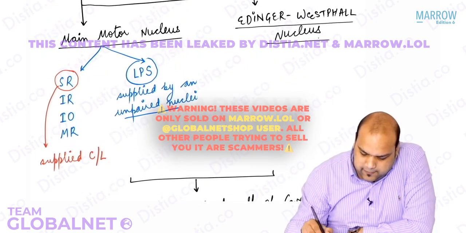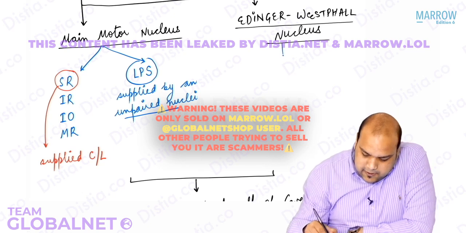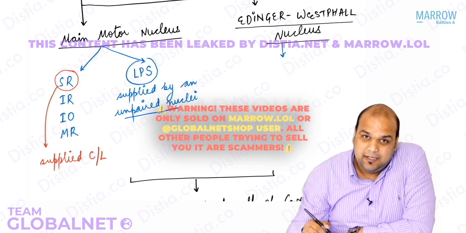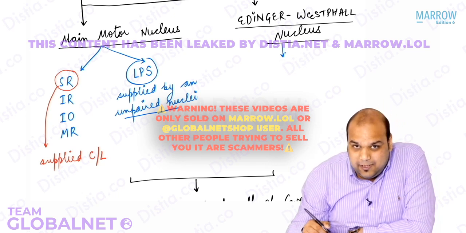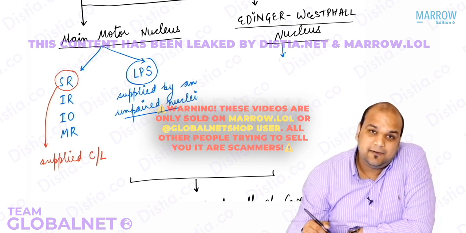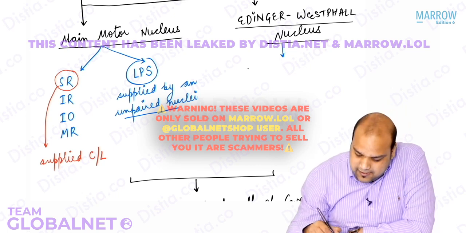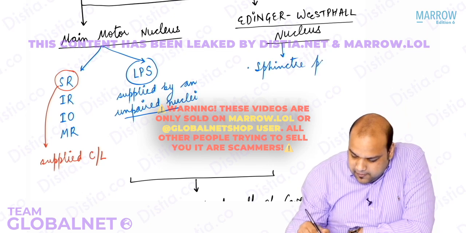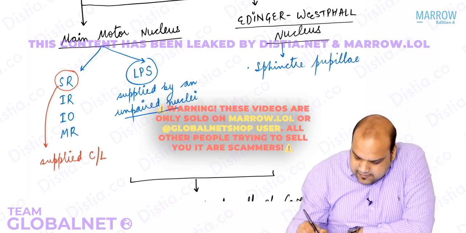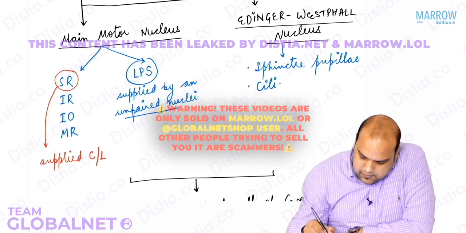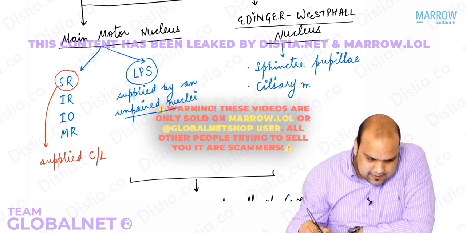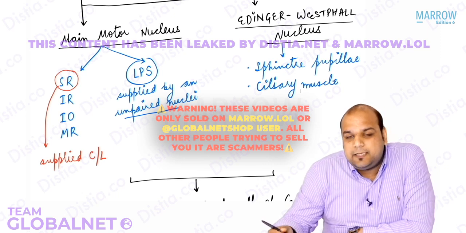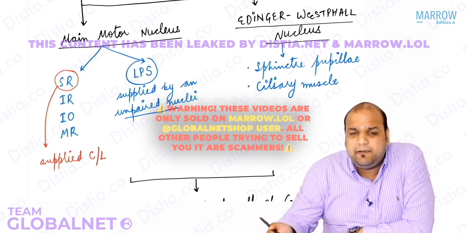Edinger-Westphal nucleus. Edinger-Westphal nucleus supplies which muscle? Neuro-ophthalmology, pupillary reflex pathway: Edinger-Westphal nucleus, third nerve, ciliary ganglion, short ciliary nerve supplies the sphincter pupillae muscle, as well as it also supplies the ciliary muscle. So the two intraocular muscles, everybody, the sphincter pupillae and the ciliary muscle, get supplied by the Edinger-Westphal nucleus.